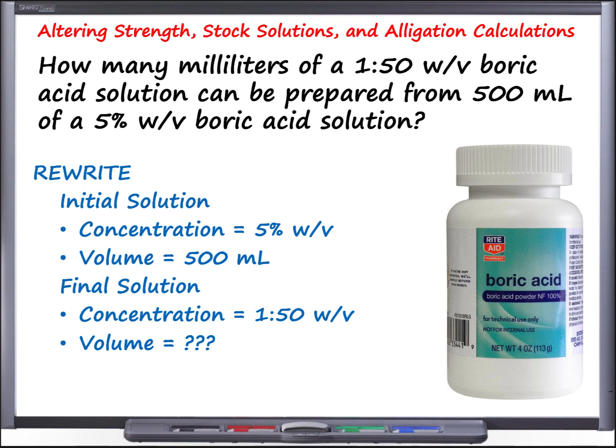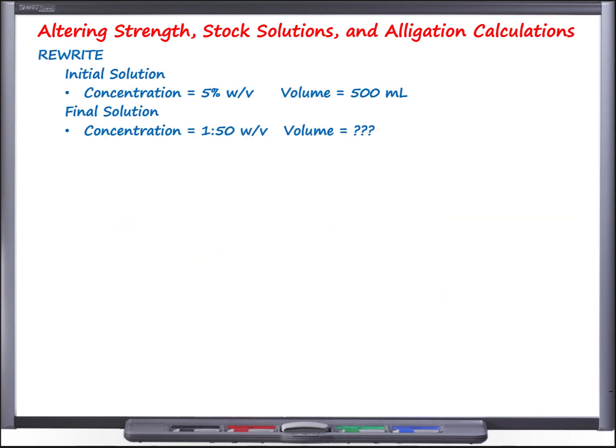So let's rewrite the question information and distinguish what we're starting with initially from what we want to end up with. What we're starting with initially is a solution that has a concentration of 5% weight per volume. We also know that that solution has a total volume of 500 milliliters. What do we want to end up with? We want to add some water to it to make a final solution with a concentration of 1 to 50 weight per volume. And what we're solving for and don't know is, when we make that, what will our final volume be? So with that, let's start to answer this question. Here's some of that same information rewritten.